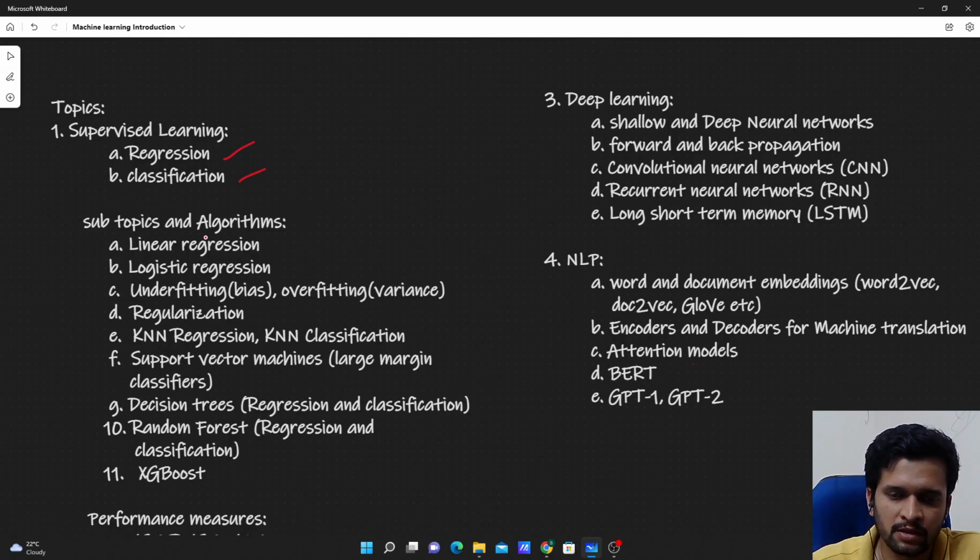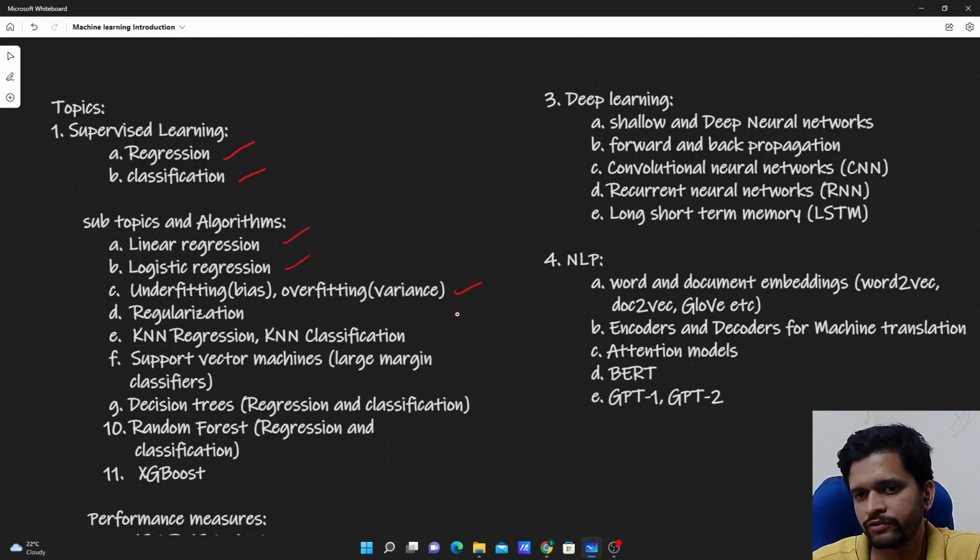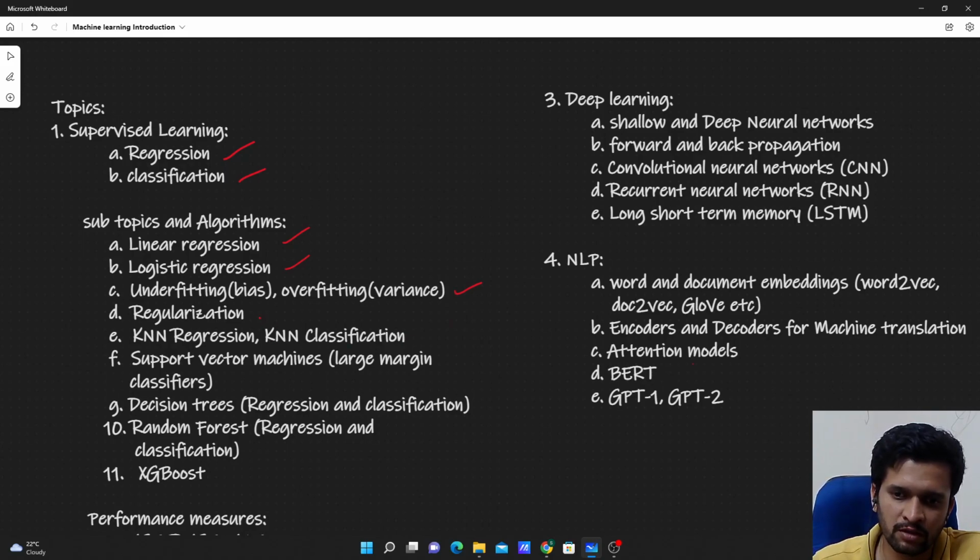Within that, there are many algorithms that we need to learn, and those are linear regression, logistic regression, and we talk about model bias and model variance, also called underfitting and overfitting. We'll also talk about how to overcome overfitting with the help of regularization. I'll talk about K nearest neighbor regression and K nearest neighbor classification. We call it KNN regression and KNN classification.